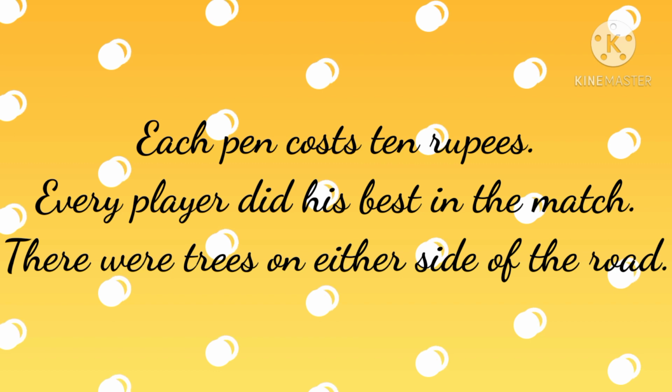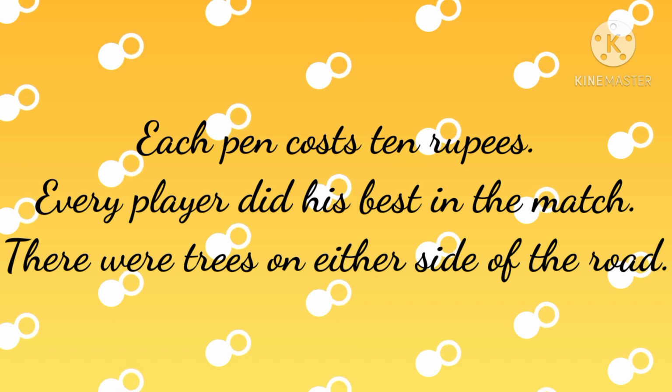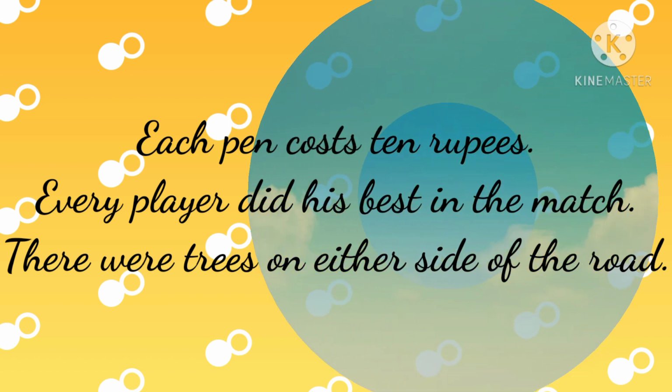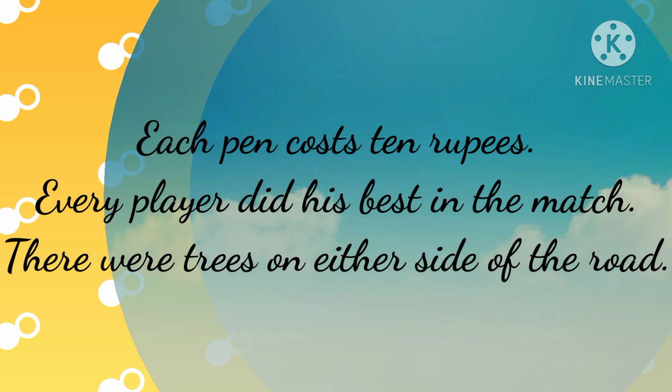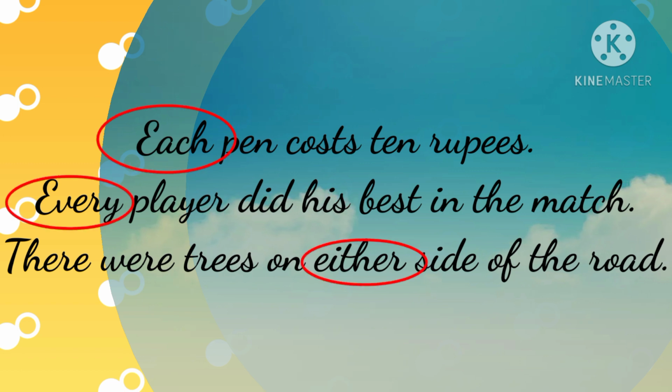Examples: Each pen costs 10 rupees. Every player did his best in the match. There were trees on either side of the road. Here, words like each, every, either are distributive adjectives.